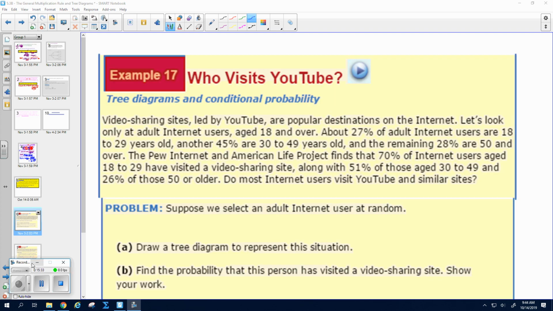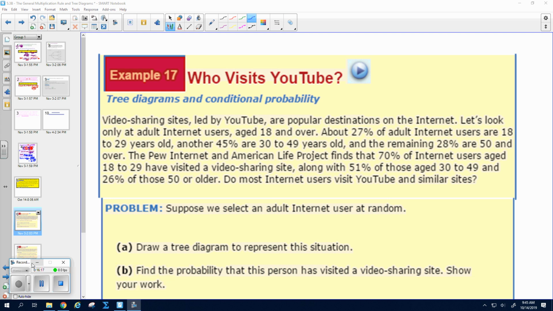Who visits YouTube? All right, video sharing sites led by YouTube are popular destinations on the internet. Let's look only at adult internet users ages 18 and over. About 27% of adult internet users are 18 to 29. Another 45% are 30 to 49, and the remaining 28% are 50 and over. The Pew Internet and American Life Project finds that 70% of internet users aged 18 to 29 have visited a video sharing site. We'll just say YouTube, all right? They visited YouTube. And another 51% of those 30 to 49 have visited YouTube, and 26% of those 50 or older have visited YouTube.